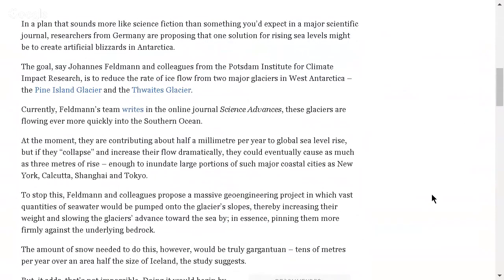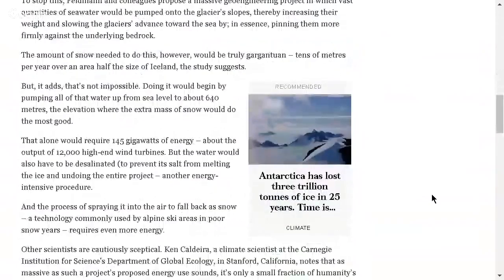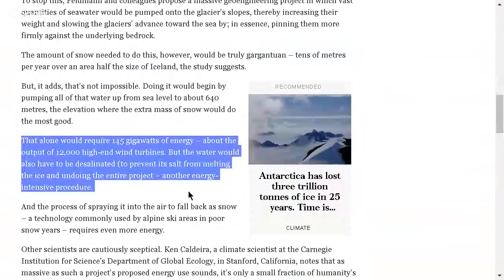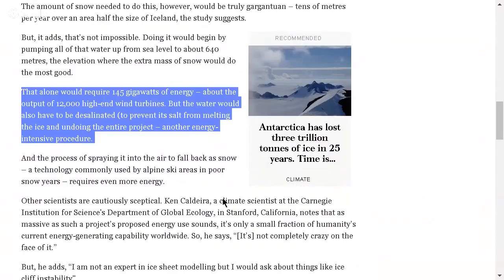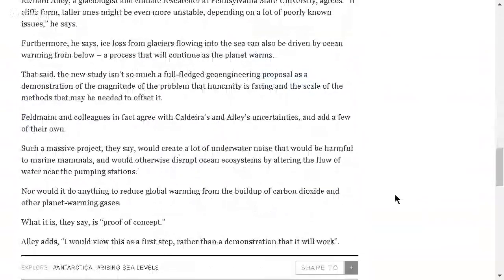All they want to do is desalinize 3 trillion tons of water. They just want to use 145 gigawatts of energy, about the output of 12,000 high-end wind turbines, to desalinize the water, and then they want to create artificial blizzards over Antarctica. It sounds like an utterly idiotic idea.